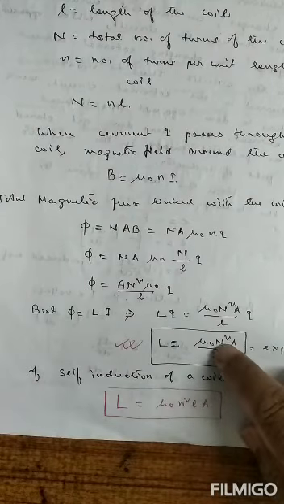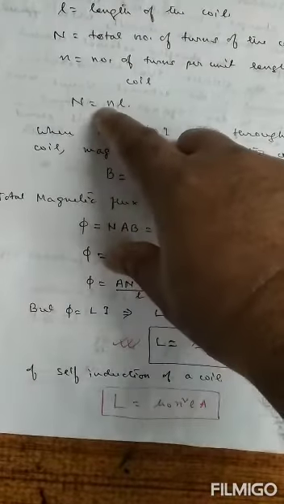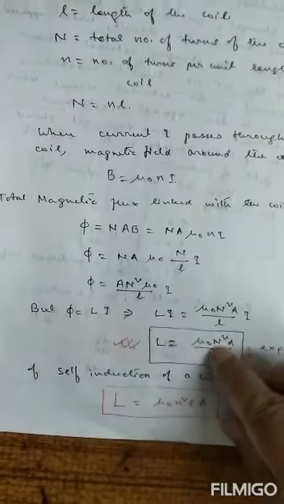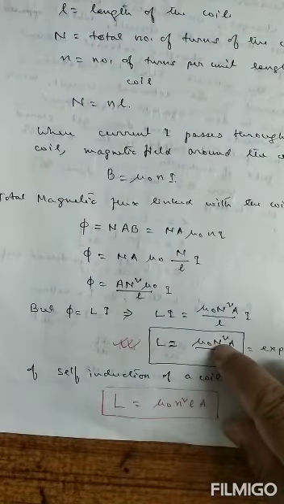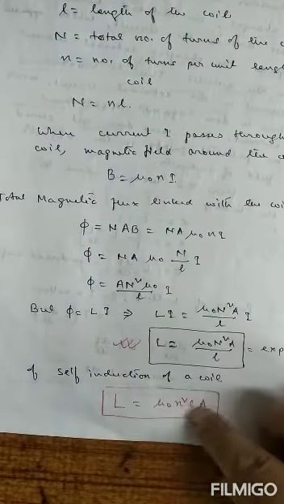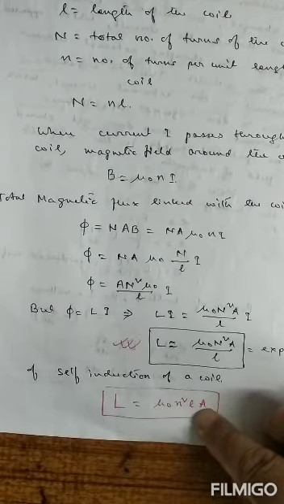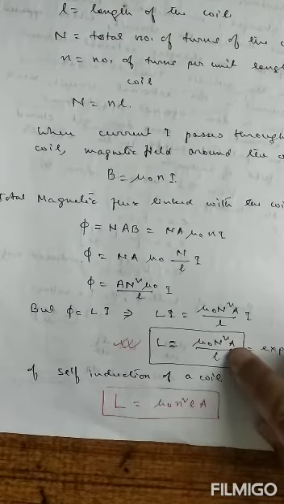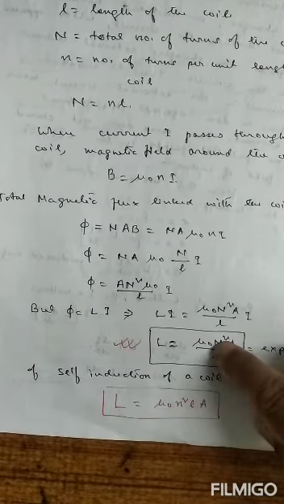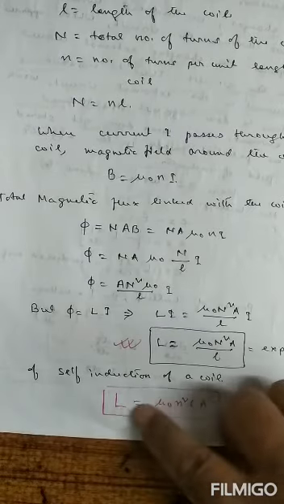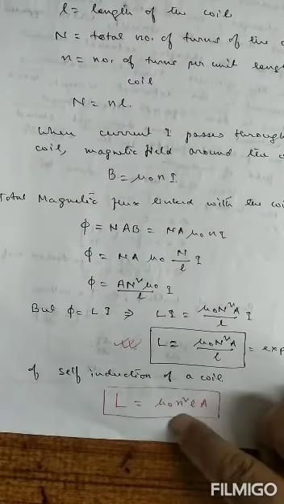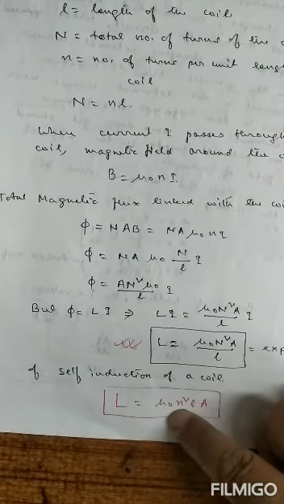So if you substitute capital N as small n into small l, then what happens? Small n square, small l square, one l gets cancelled. But this is coefficient of self-induction of a coil in terms of total number of turns. This is coefficient of self-induction of a coil in terms of number of turns per unit length.